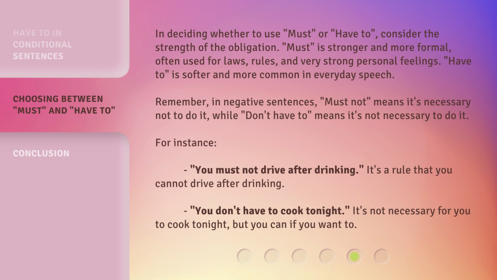Remember, in negative sentences, must not means it's necessary not to do it, while don't have to means it's not necessary to do it. For instance, you must not drive after drinking. It's a rule that you cannot drive after drinking. You don't have to cook tonight. It's not necessary for you to cook tonight, but you can if you want to.